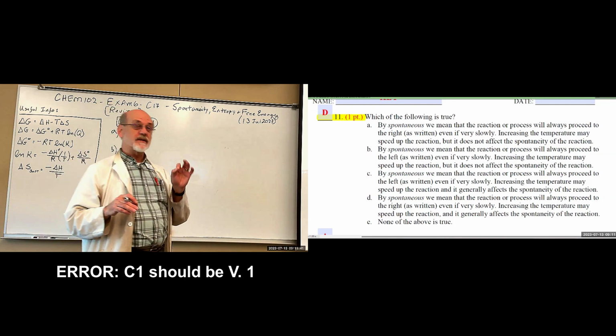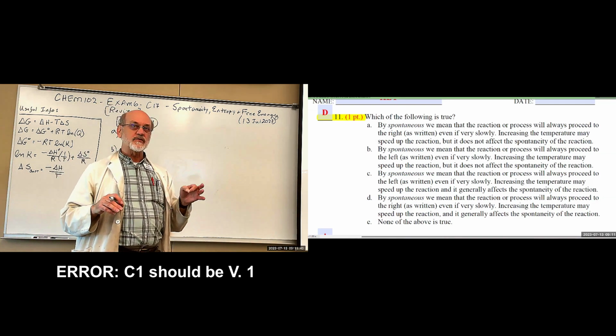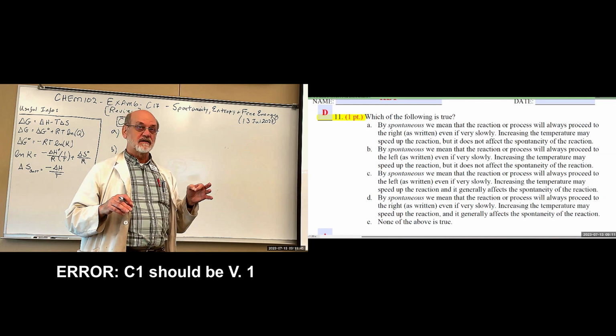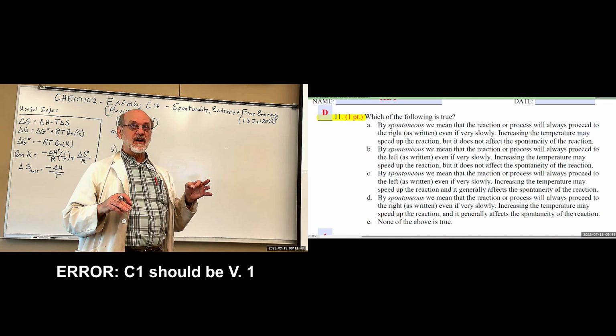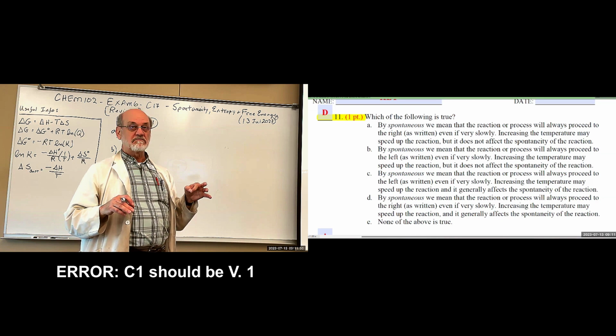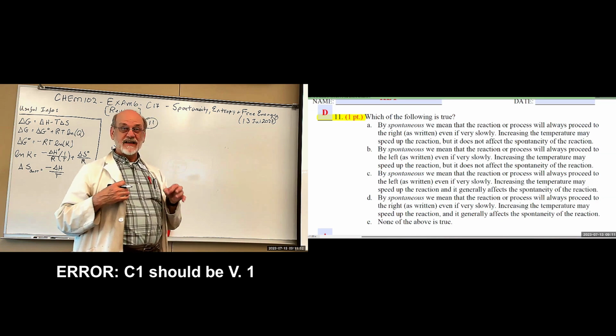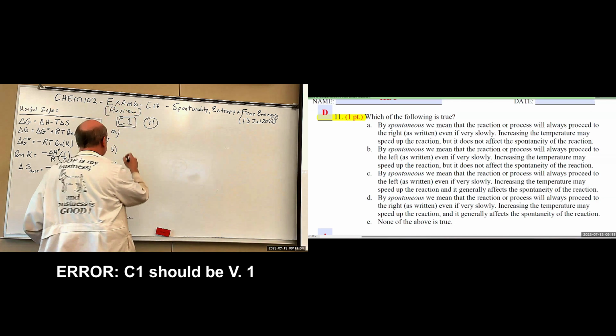Okay, now we're going to say something else about it. Increasing the temperature may speed up the reaction, but it does not affect the spontaneity of the reaction. Okay, that's possible. So we'll say this one's possible.